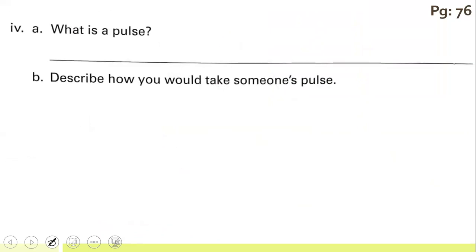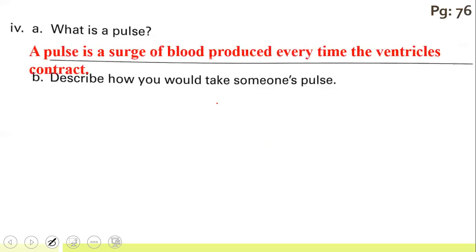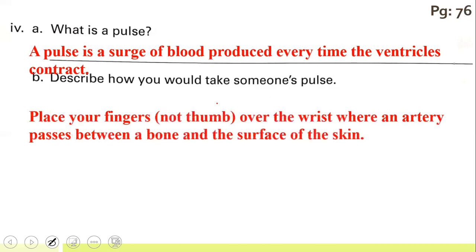What is a pulse? A pulse is the surge of the blood produced every time the ventricle contracts. The second part of this question is describe how you would take someone's pulse. The answer is place your fingers, not the thumb, because the thumb will tell you about your own pulse rate. Place your fingers over the wrist where an artery passes between a bone and the surface of the skin.